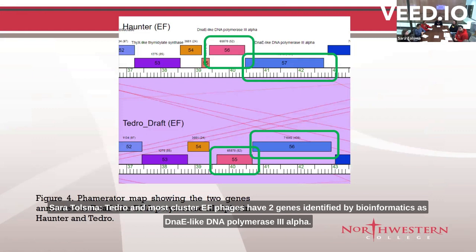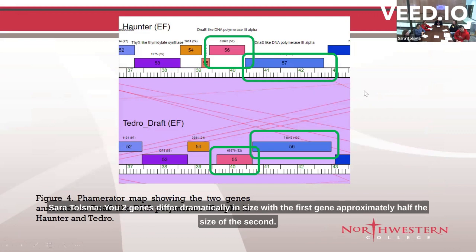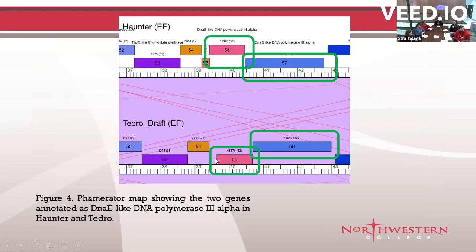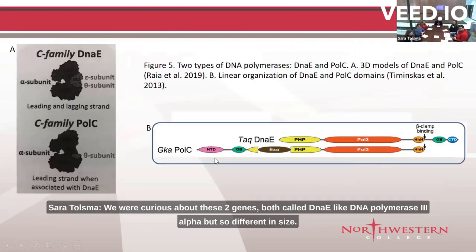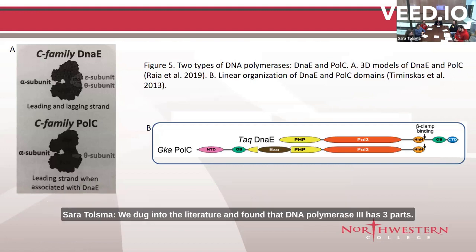Tedro and most cluster EF phages have 2 genes identified by bioinformatics as DNA E, like DNA polymerase III alpha. The 2 genes differ dramatically in size, with the first gene approximately half the size of the second. We were curious about these 2 genes, both called DNA E like DNA polymerase III alpha, but so different in size. We dug into the literature and found that DNA polymerase III has 3 parts.